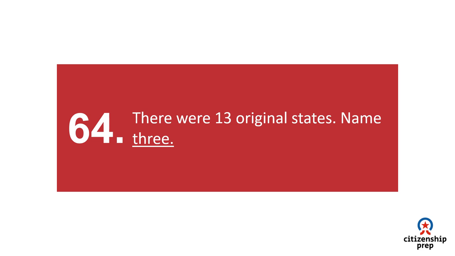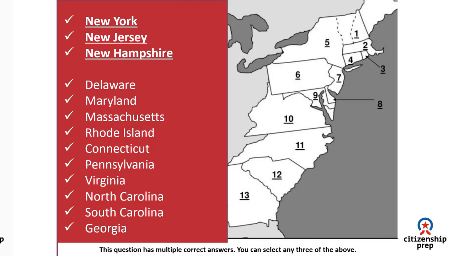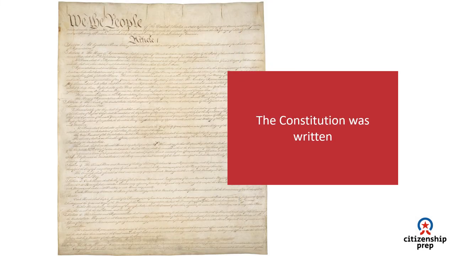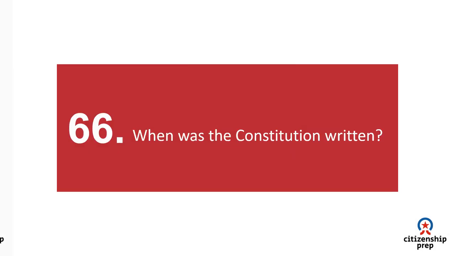There were 13 original states. Name three. New York, New Jersey, and New Hampshire. What happened at the Constitutional Convention? The Constitution was written. When was the Constitution written?